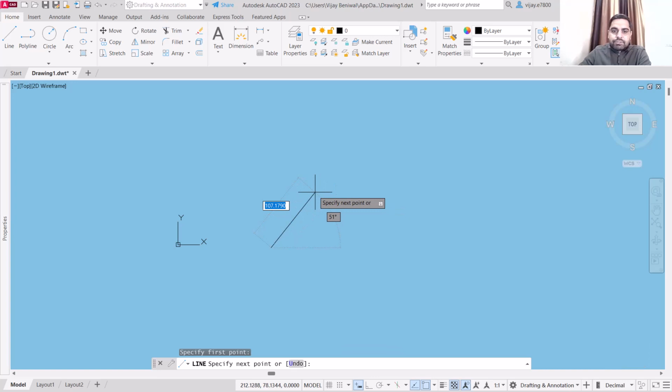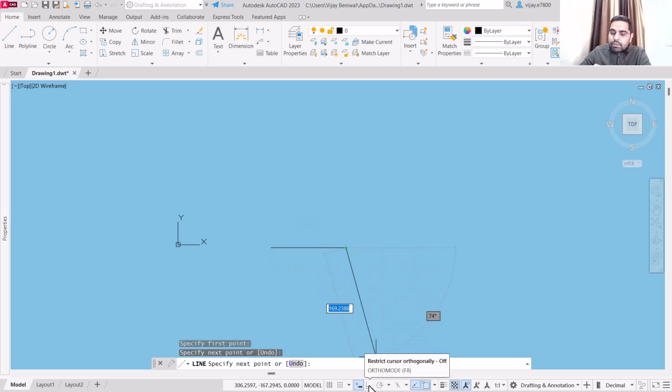There is nothing special in drawing this particular line. You are simply seeing the length of the line and the angle. But if you turn this ortho mode on from here, suppose that I have drawn this line like this. Now turn on this ortho mode. You can simply press F8 as well, or you can click here.